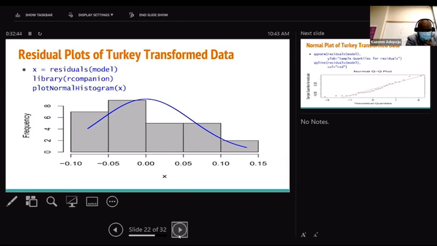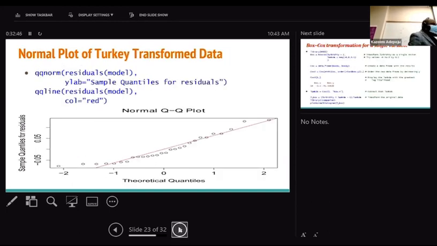Now I try to look at the normal Q-Q plot. Oh my God, this is looking so great. The normal Q-Q plot is looking so great. Now, that is how to use a Tukey transformation for ANOVA data.